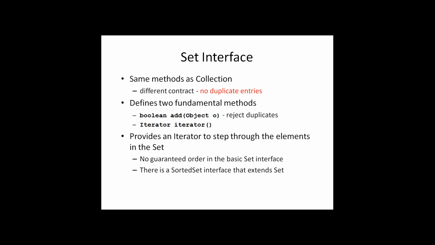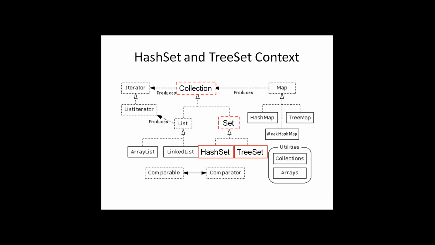So coming again to Set. Set doesn't allow duplicate elements, and it has the same add method and an iterator for traversing the elements. And the last two points: there is no guarantee of the order. It doesn't preserve the order, as we have said.